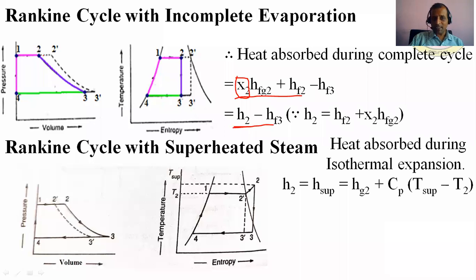So this is the one case, the Rankine cycle with incomplete evaporation. That is the one case. In that case you have to use this, right?